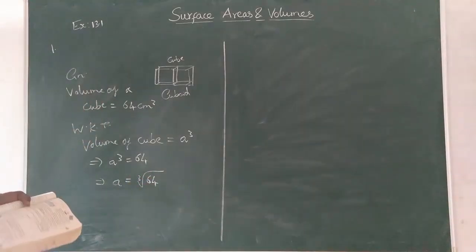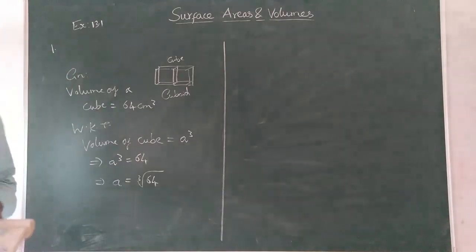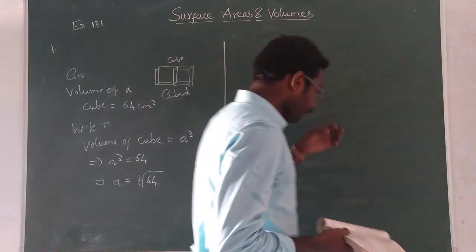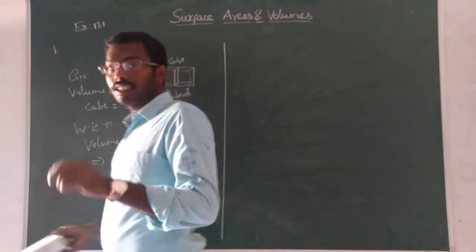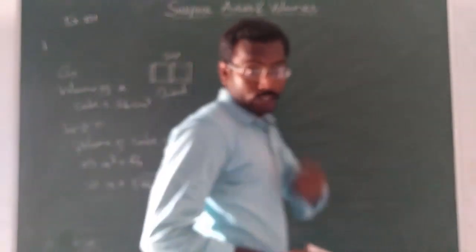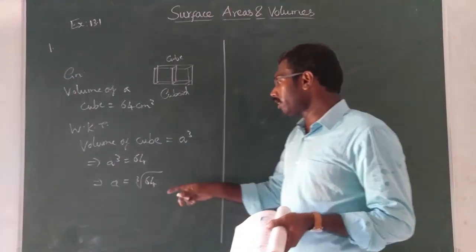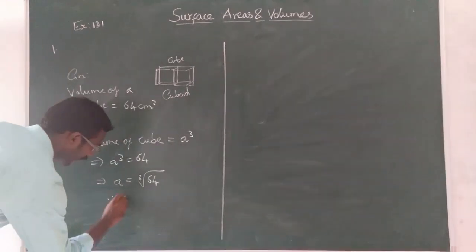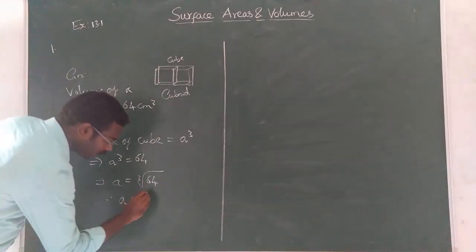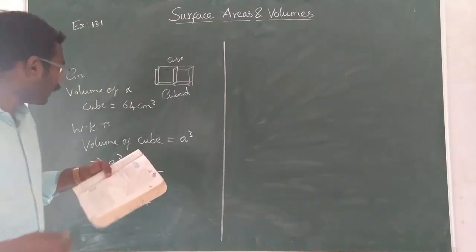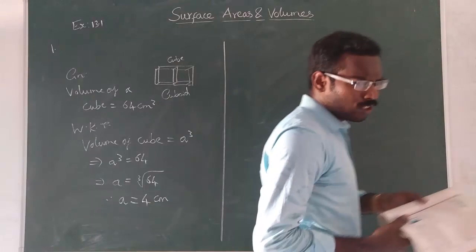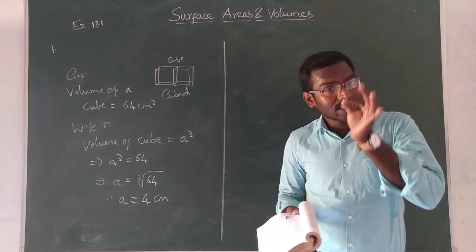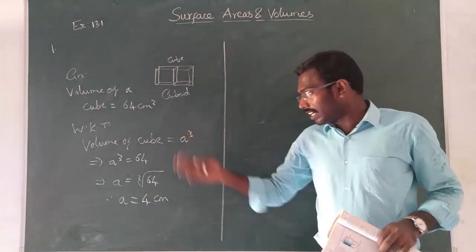So for the cube root of 64, you just write: 1 cube is 1 only, 2 cube is 8, 3 cube is 27, 4 cube is 64. Yes or no? 4 cube is 64. Therefore, a is equal to cube root of 64, which is nothing but 4. The unit is centimeter. So first you have to see the given data. Then based on the given data, you have to find the solutions.